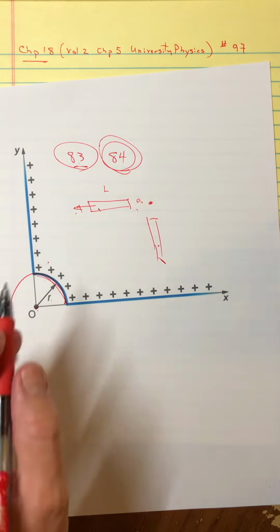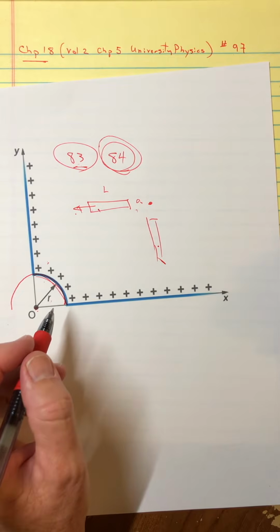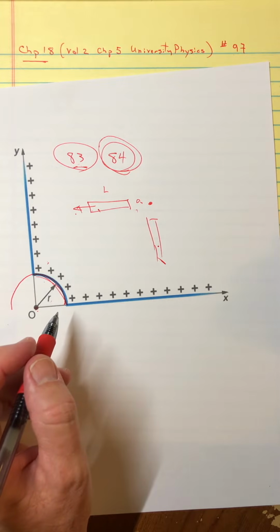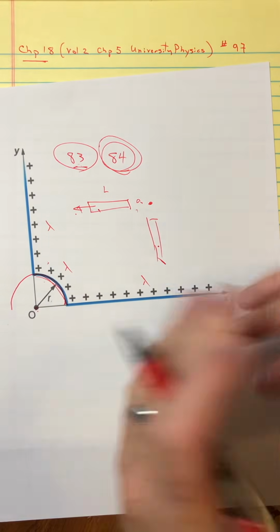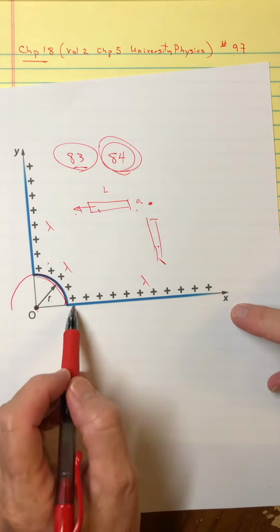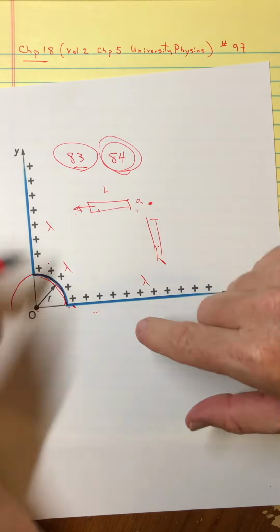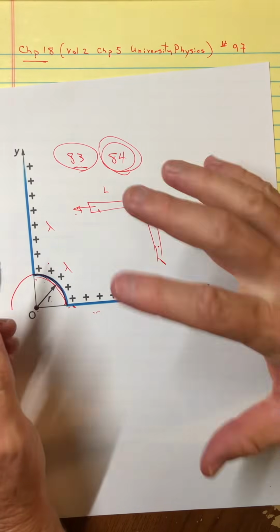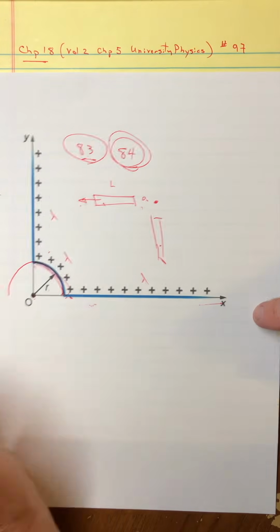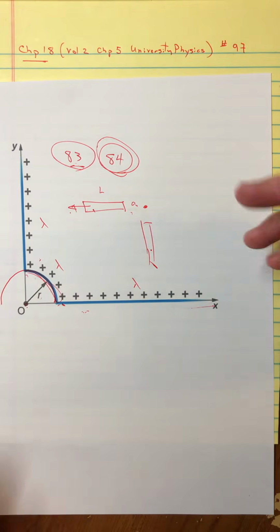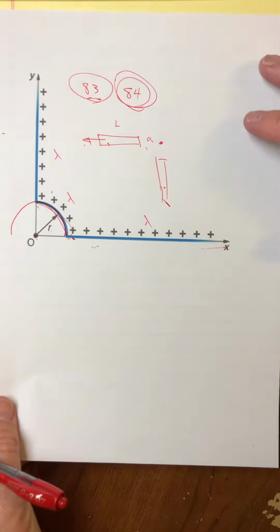The question is, then, I'll read it here. A positive charge is distributed with a uniform density of lambda. So everywhere where there's charge, we have lambda. It goes from R out to infinity on the x-axis, and it goes from R out to infinity on the y-axis, and then it has this 90-degree arc that has radius R. And then we're asked to find the electric field. So again, let's break this into the three parts.